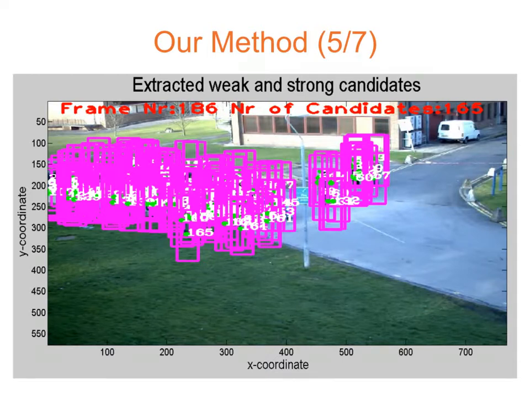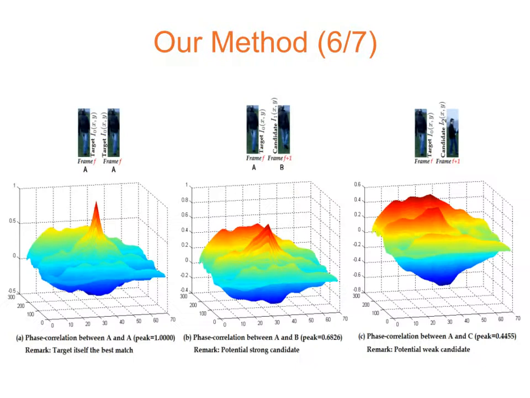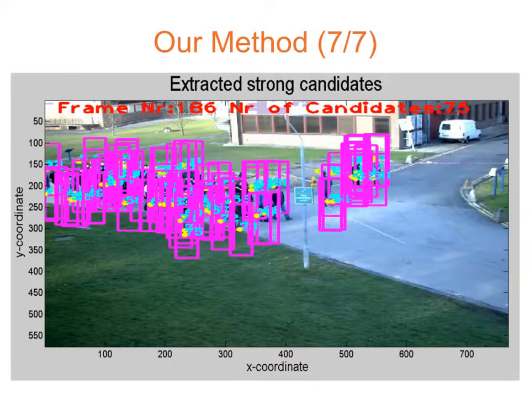Weak candidate regions should be deleted, but how can we delete them? Phase correlation technique is used to annihilate the weak candidate regions using phase correlation peak. Finally, 75 strong candidate regions can be extracted for tracking.